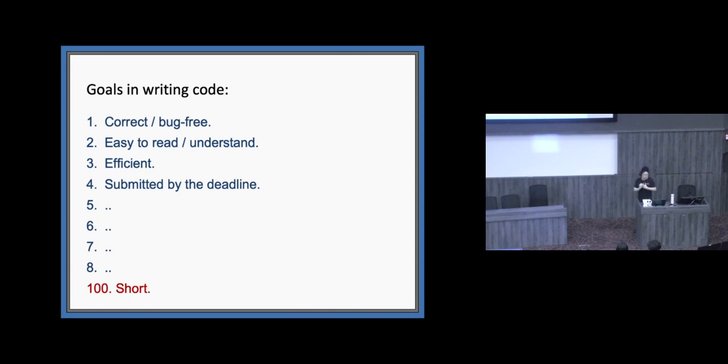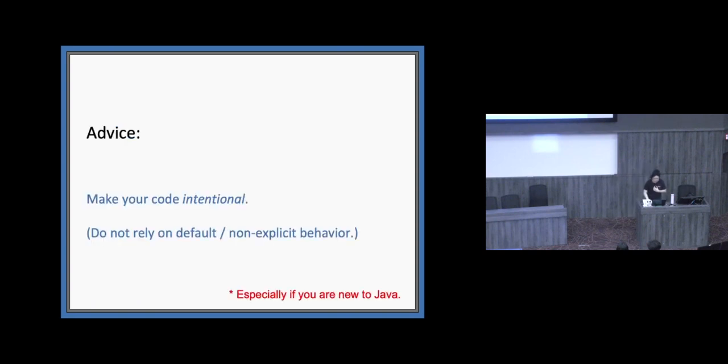We need to know what you're doing. You need to know what you're doing with your code, right? So the advice here is to make your code intentional. Some stuff we will mention, but for example, don't try to rely on default or non-explicit behavior. I'll show you some examples of that later.